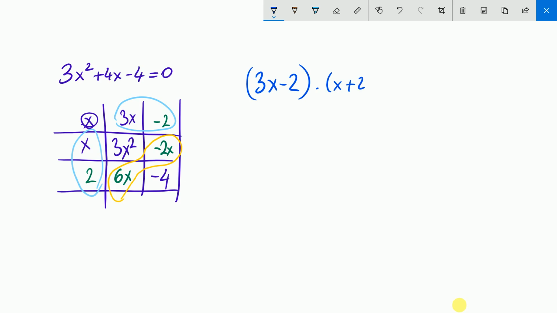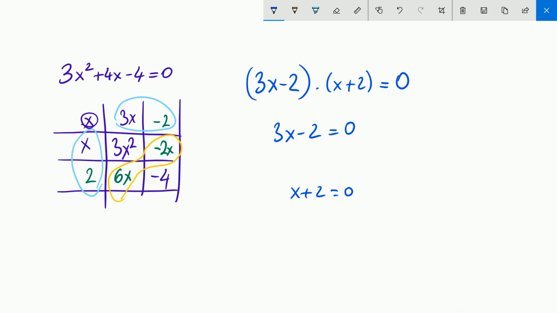(3x - 2)(x + 2) equals what? I factorized 3x² + 4x - 4, and after factorizing, you just reach (3x - 2) times (x + 2) equals what? As you see, equals 0. Guys, what makes 0? What numbers, after you multiply, will give 0? Yes, one of them must be 0. So 3x - 2 or x + 2 is 0.